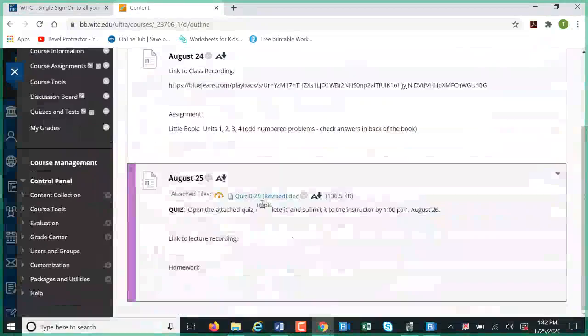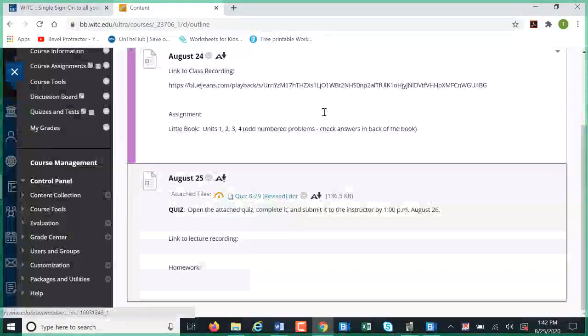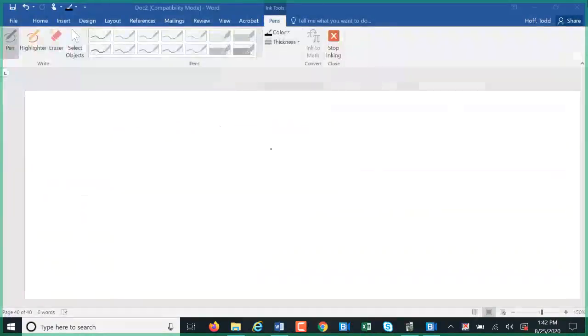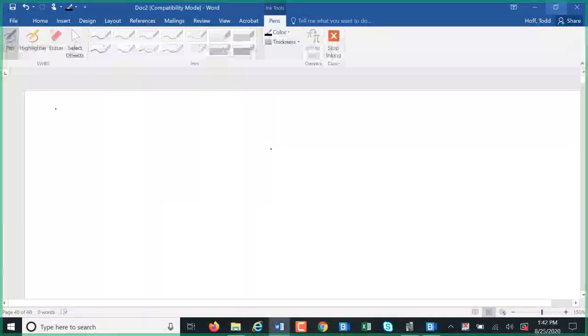For today, for August 25th, in Blackboard, you have several options for submitting it. I'm going to close this here quick. You can either, as I said, you can print, complete, and then scan it and back into me if you have that ability.